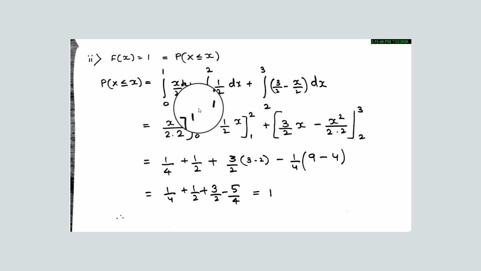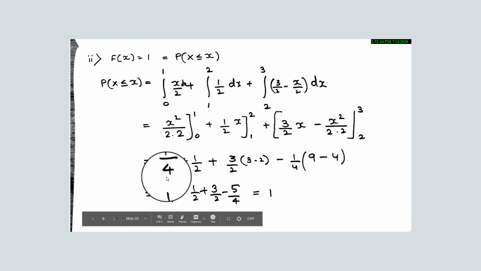Now substituting the upper limit and lower limit, in place of x square I'll be substituting 1, so I'll be getting 1 by 4. Anyway 0 means no value, plus 1 by 2. 2 minus 1, in place of x what I have substituted, 2 minus 1, so it will be 1, so 1 by 2, plus 3 by 2 into x. In place of x I have upper limit 3, lower limit 2, so 3 minus 2, and this constant term 3 by 2 I'm writing as it is, minus the constant term 1 by 4 I have taken outside. x square is 9 and 2 square is 4, so this is 9 minus 4 by 1 by 4.